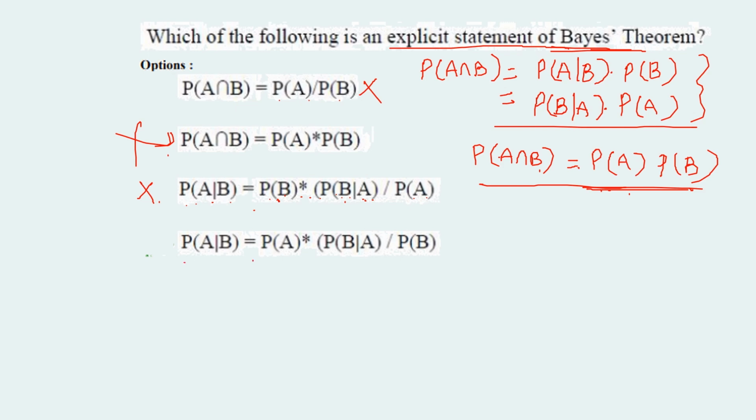Now here we can see probability of A given B is equal to probability of A times probability of B given A divided by probability of B. This is the correct one. Here in this option D, they have sent this B to the other side, so probability of A given B times probability of B is divided by probability of B here. Now probability of B given A times probability of A, so option D is the correct answer.